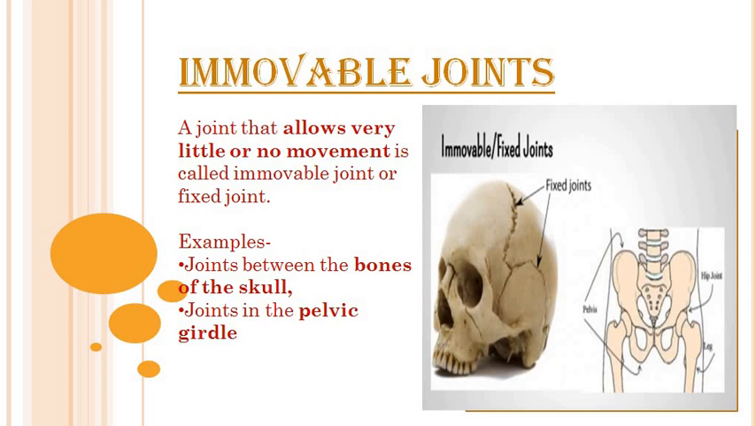As you can see in the picture, the first picture is of the skull, and you know there are a total of 22 bones which make our skull. So these bones are just fixed together. We cannot move the bones in our skull, so they have fixed joints. Same as in our pelvic girdle, meaning the hip girdle, there are also many bones which are permanently fixed, so we cannot move these joints. These joints are known as immovable joints.